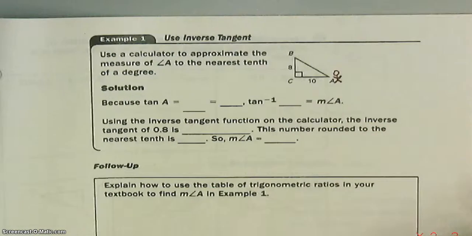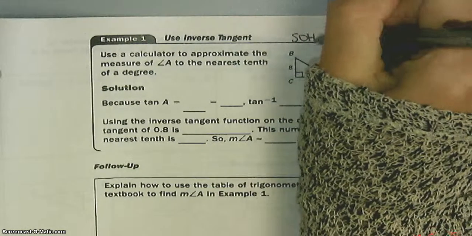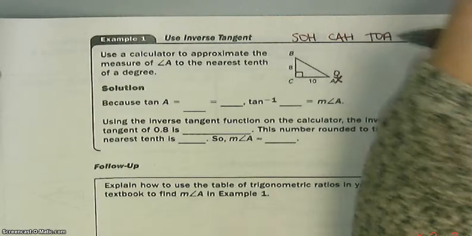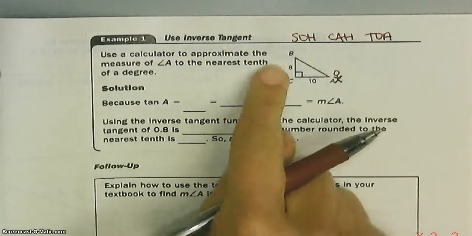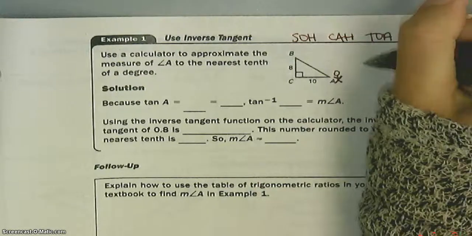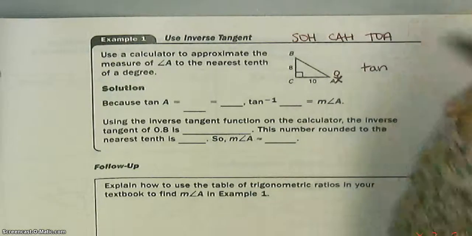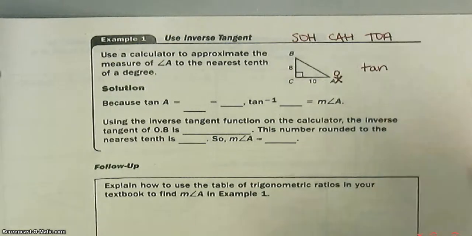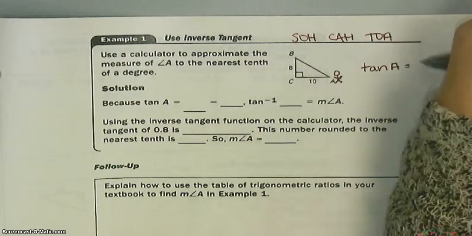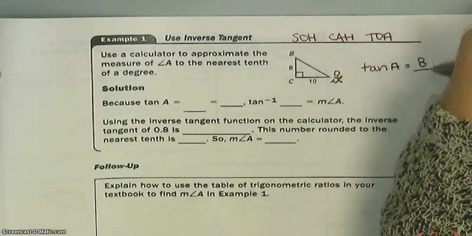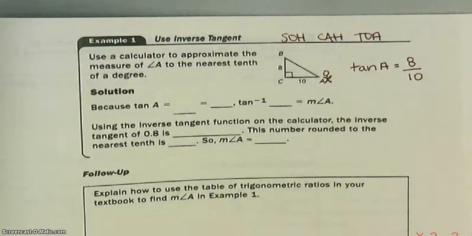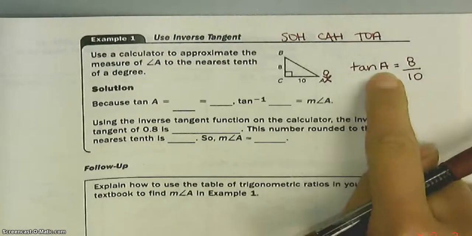So remember SOHCAHTOA. Which one do I want to use? Well, opposite and adjacent, that's tangent. So I'm going to write tangent. And always here I write where I'm standing, which is at A. So the tangent of A is opposite over adjacent. Now notice this is different than what we did before because now our variable's here.